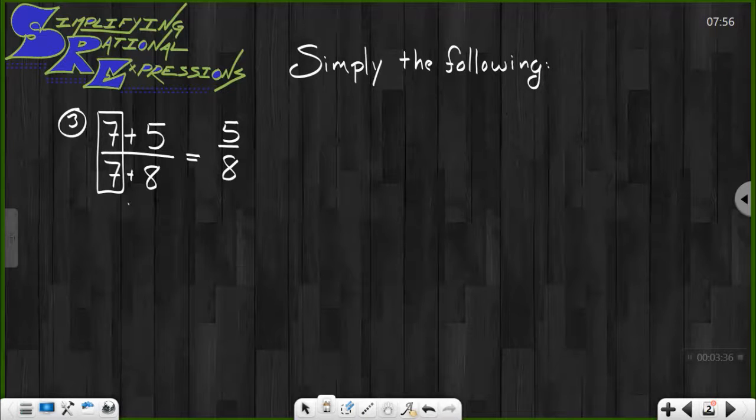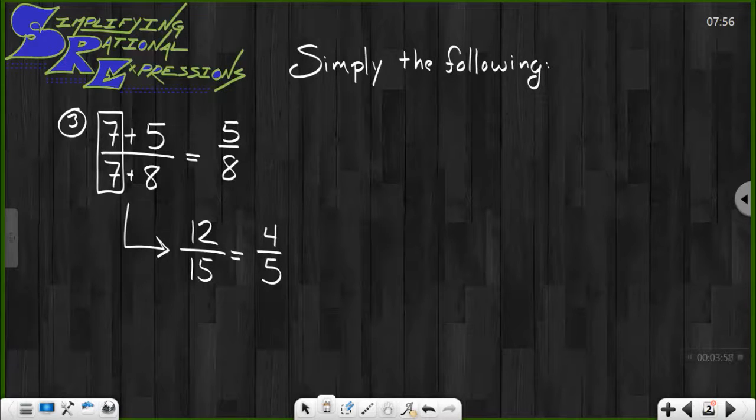But if we actually do our math on this, and we simplify this using our order of operations, I could see that 7 plus 5 is really 12, and 7 plus 8 is really 15, all right? And 12 over 15, if I were to simplify that or reduce it, I see that it's got a common factor of 3 that goes in both of those.